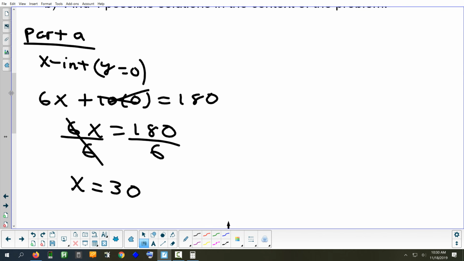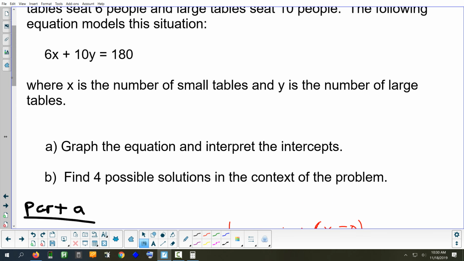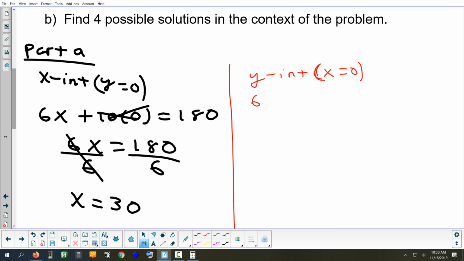Okay, so we get the x-intercept. Jaden, what's the other thing I have to find besides that one? Oh, you have to find the y-intercept. Yep. And what do I plug in for that? 0. And what letter do I plug it in for? X. Perfect. X equals 0. 6x plus 10y equals 180.